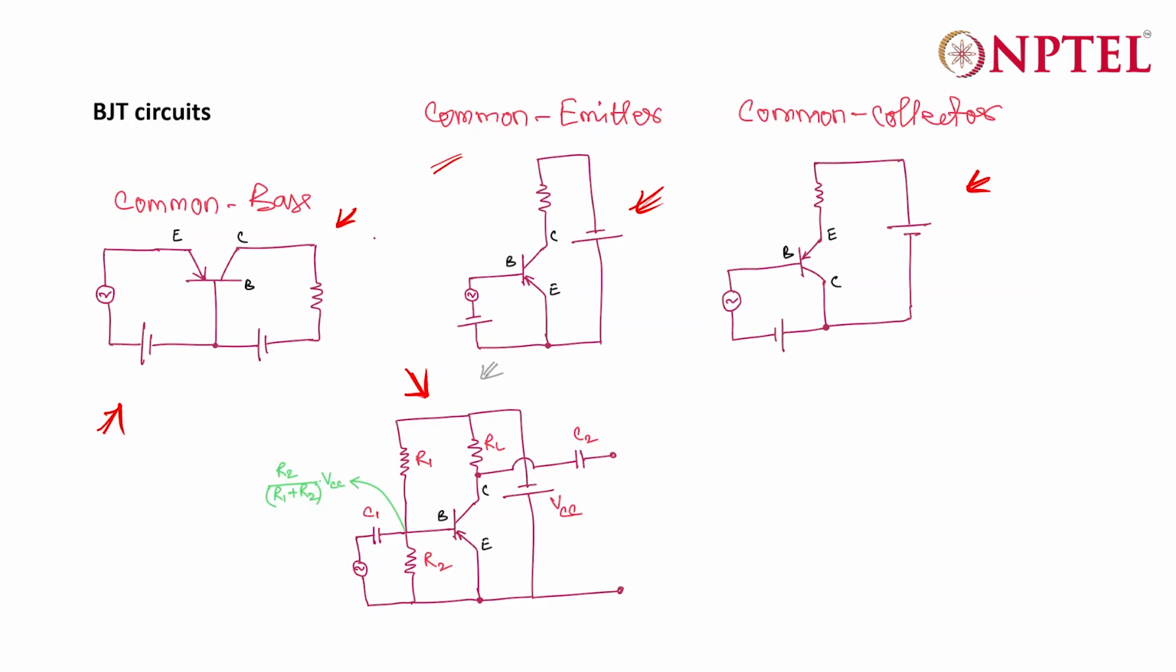wherein you remove the extra power or extra voltage source and provide this voltage using a voltage divider circuit connected to the voltage source VCC. So this is what your VCC. So what others do is they use a voltage divider circuit R1, R2, and then they connect this with VCC, and then the voltage drop across R2, which is nothing but R2 divided by R1 plus R2 into VCC, that is what they apply across the base. So in this case, you don't need an extra voltage source connected here.